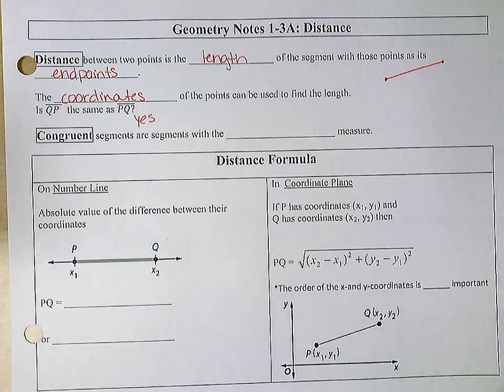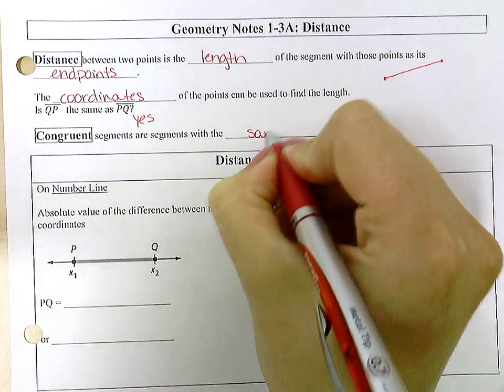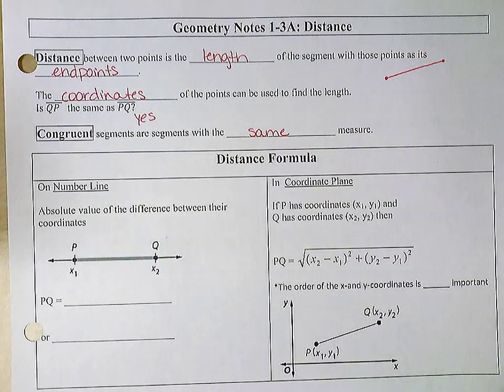Congruent, do you remember what congruent is from yesterday? They're the same. Okay, so congruent segments are segments with the same measure or equal measures. Okay, so they have the same measure.